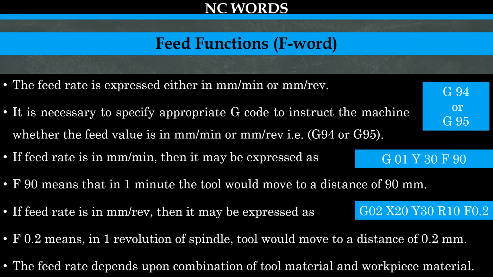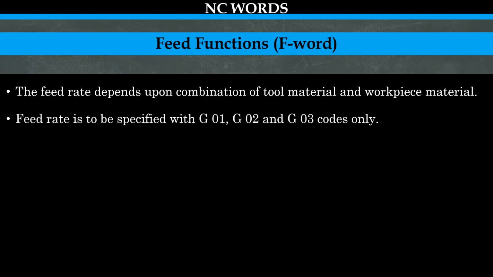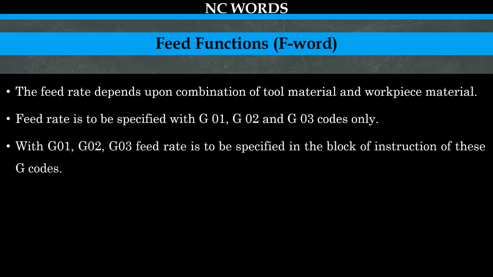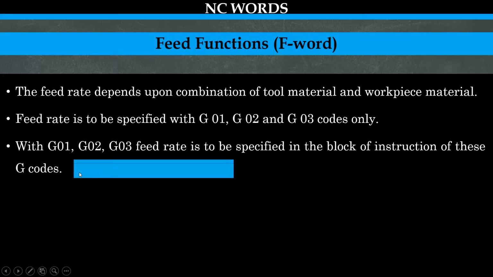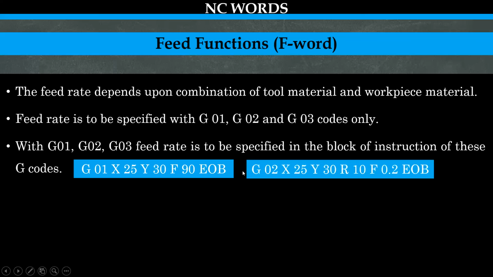The feed rate depends upon the combination of tool and workpiece material. Feed rate is to be specified with certain G codes only, that is G01, G02, and G03. With G01, G02, G03, the feed rate is to be specified in the block of instruction of this G code like this: G01, then XY words, and then the feed function F90, and then end of block, or G02, X25, Y30, R10, and then F0.2.